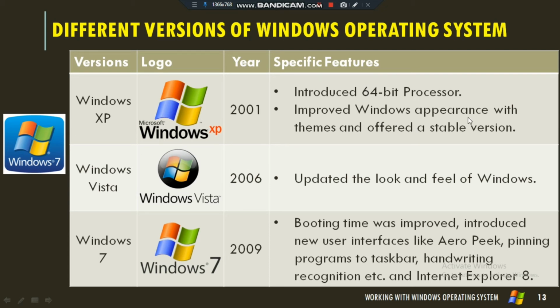Improved Windows appearance, and then the look of the Windows screen is also improved with the themes and offered a stable version. So they provide several different types of themes, background settings, color changes. They give several settings to get the improved versions to view the screens.